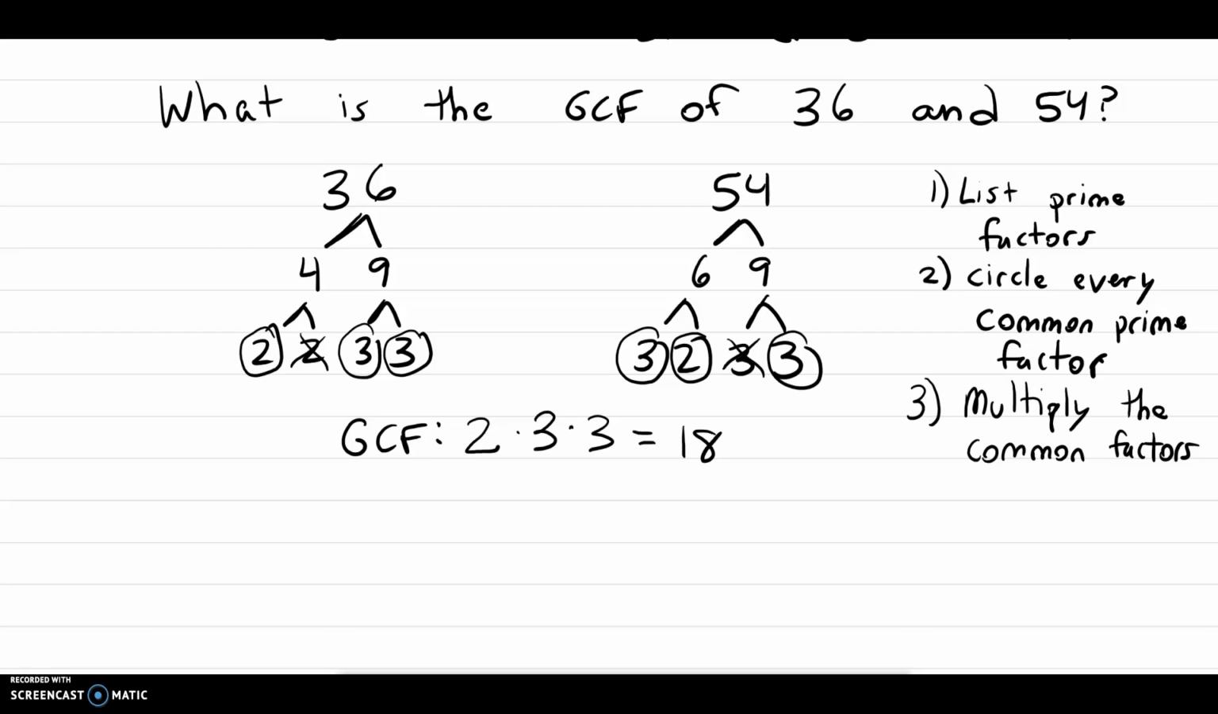So again, we could have listed all of the factors of 36, listed all the factors of 54, and then looked at the biggest common factor they had. Or you can use prime factorization, find the common prime factors, and then just multiply those together. Either strategy works. So use what makes sense to you and practice getting the GCF of a number.